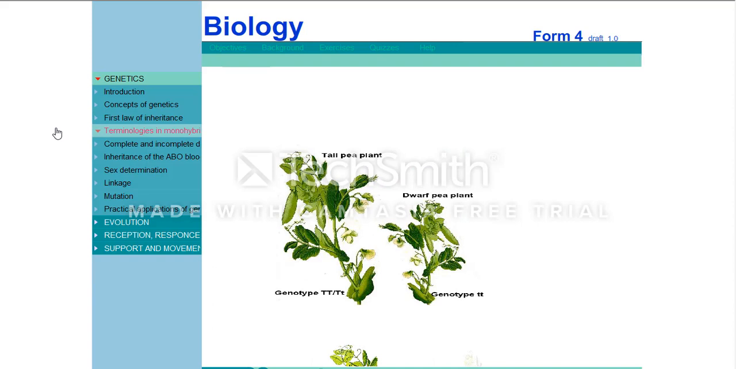Terminologies in monohybrid inheritance. Phenotype. This is the physical characteristic of an organism resulting from the influence of the genes and environment. For example, plant can be tall or dwarf. Genotype. This is the genetic constitution of an organism. A phenotype can be produced by more than one genotype. Examples of different genotypes are shown on the figures.